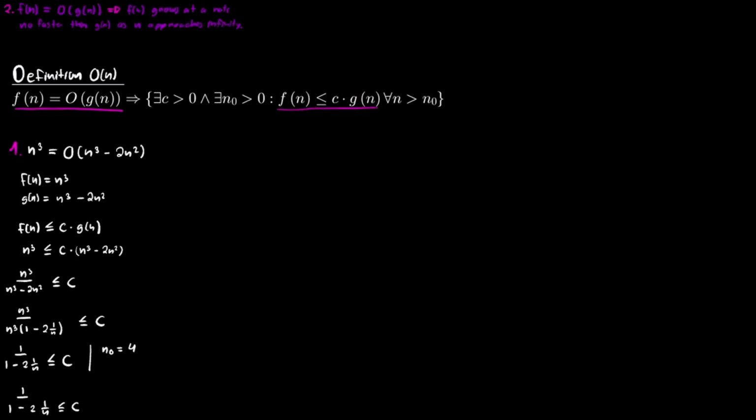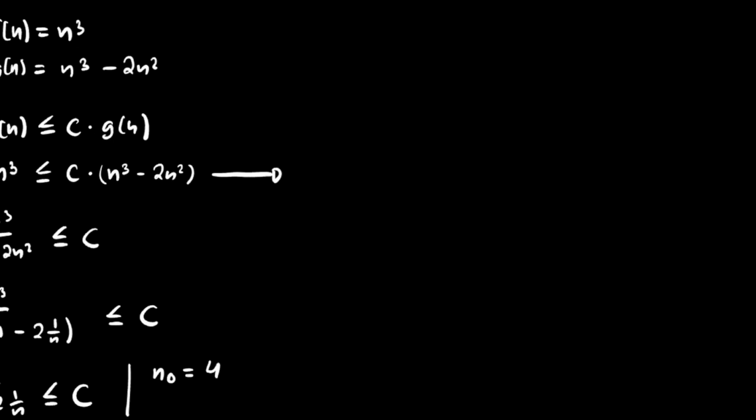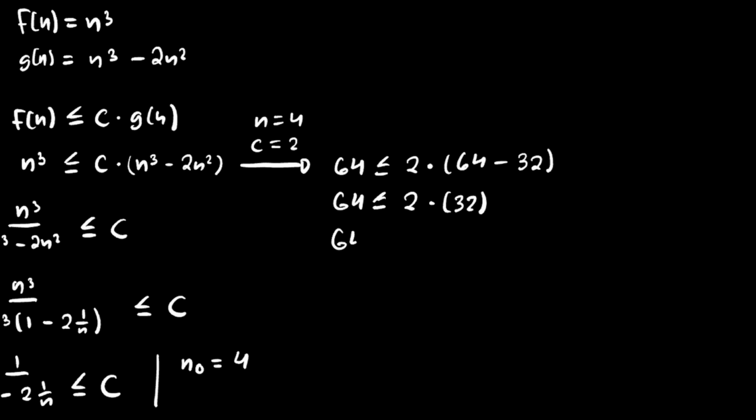Now we want to actually try this out and check if it works. To do that, we're just going to go with this part of our equation. Let's write it here, and input n equals 4 and c equals 2. So n cubed is going to be 64. Then c times 64 minus 4 squared, which is 16. 2 times 16 is going to be 32. So we're going to have 64, 2 times 32, 64.